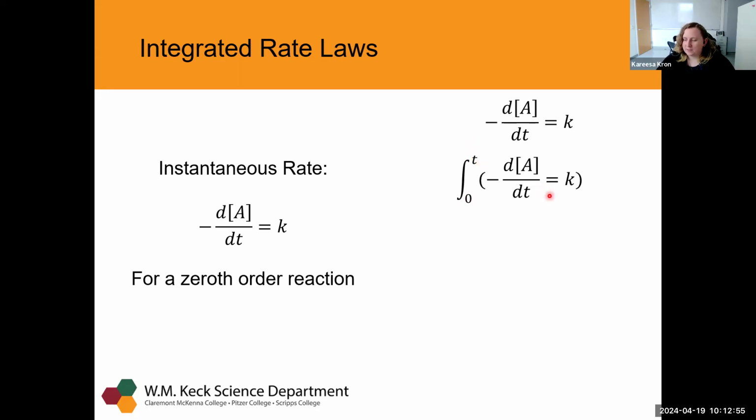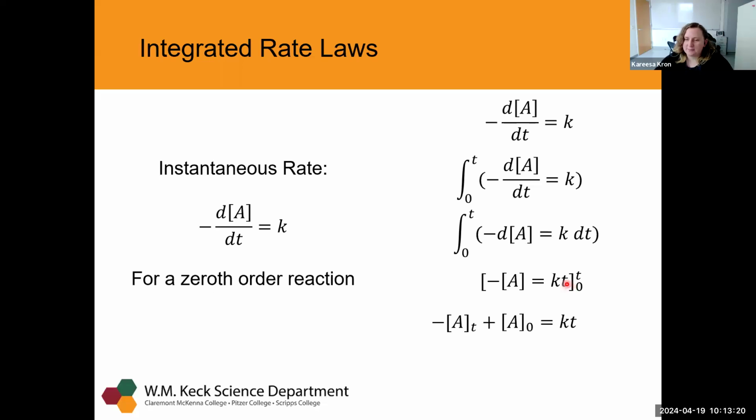Then we can rearrange what's inside these parentheses so that we separate the dA and the dt. We do this integral, and we get negative A is equal to kt, and then we have to evaluate it over the limits of our integral. And so that means we plug t into both sides, and we plug 0 into both sides.